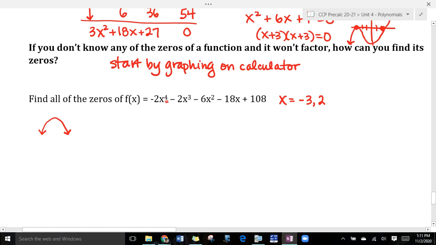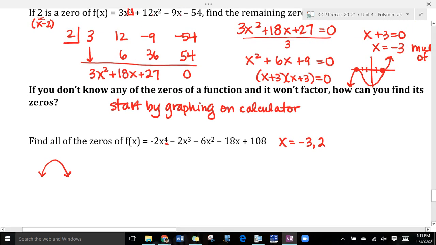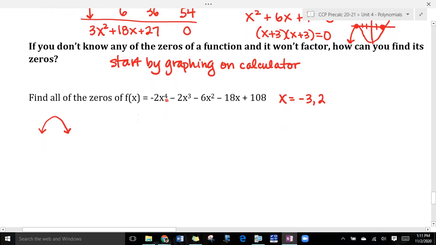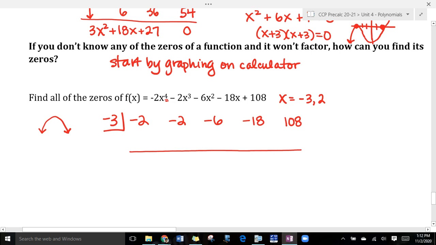That was our start by graphing on the calculator. And now it's just like the previous problem. Now we've got a value to use. Actually, we have 2 of them. Let's divide them out, and then we'll solve what's left, because we're still missing 2 of the zeros. If x equals -3, -3 is going in the box. I'm going to use synthetic division. My function was -2x to the 4th, -2x cubed, -6x squared, -18x, and 108. Now, I have 2 zeros. It does not matter the order in which you choose to divide them out. You should get a 0 remainder no matter what.